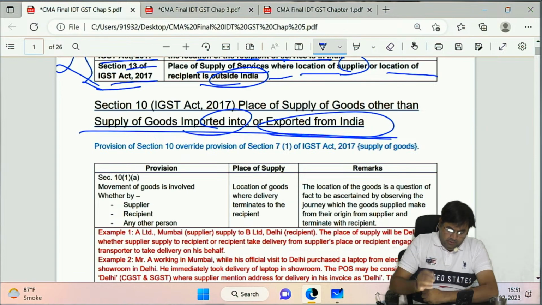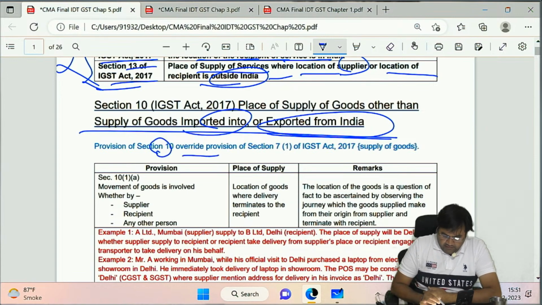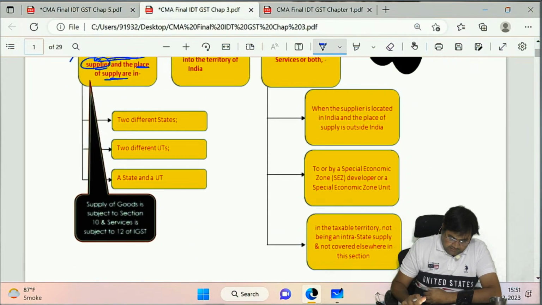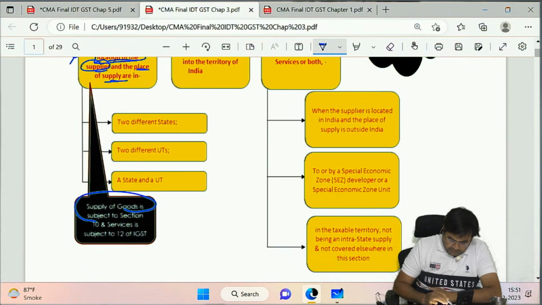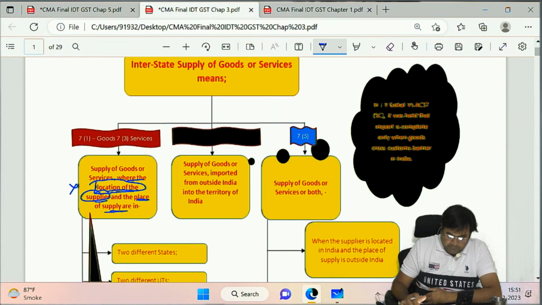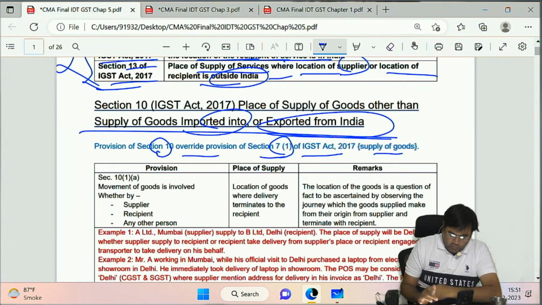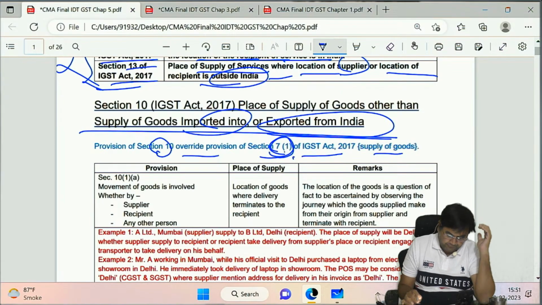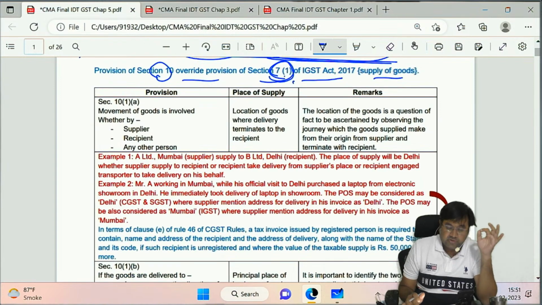Okay. The provision of section 10 overrides the provision of section 7 subsection 1 of the IGST Act 2017. In section 7 it is written that supply of goods is subject to section 10. So this section 10 is basically specific, and that's why section 10 is going to override section 7 subsection 1. Okay. So, section 10 subsection 1 clause A.